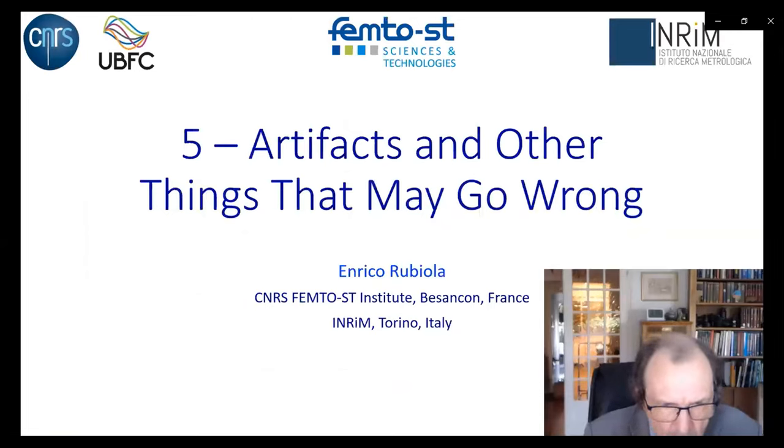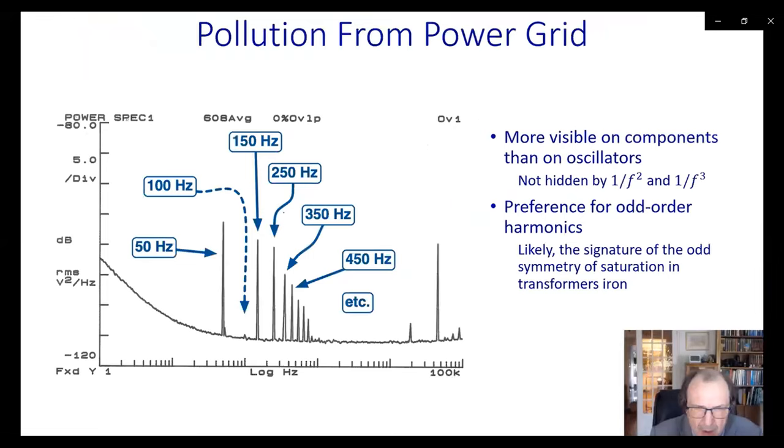Now I want to give you a picture of artifacts and other problems in real life. The first thing is that pollution from the power grid is everywhere. It is more visible on components than on oscillators because components have one over f noise and white noise in this region, while oscillators have one over f squared and one over f cube noise, which may hide these peaks.